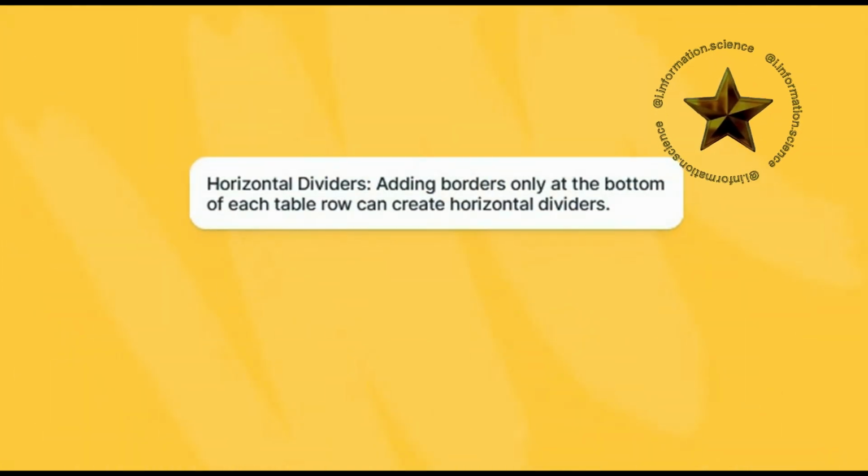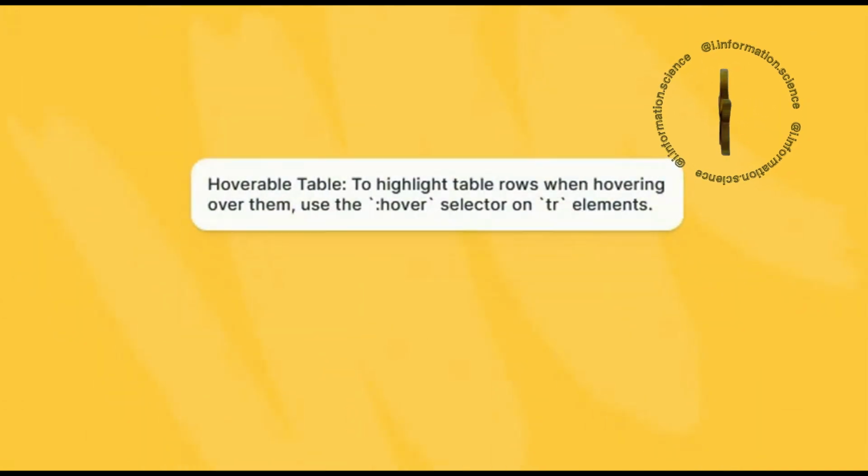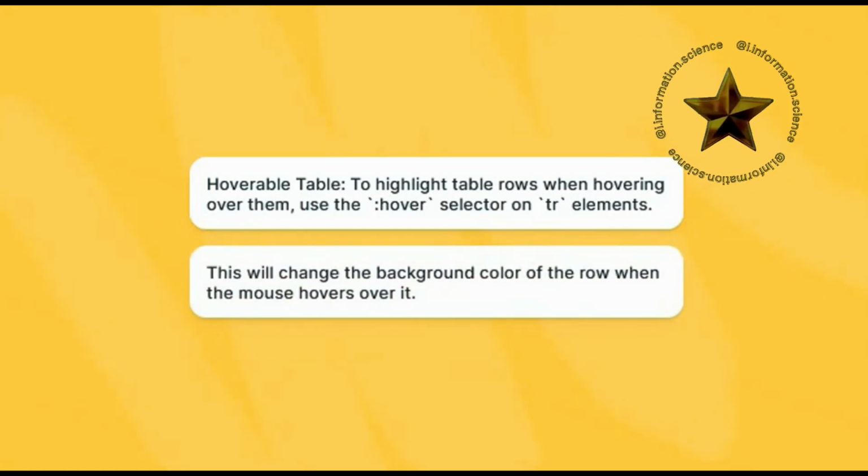Horizontal dividers. Adding borders only at the bottom of each table row can create horizontal dividers. By applying the border-bottom property to all tr elements, you can achieve this effect. Hoverable table. To highlight table rows when hovering over them, use the hover selector on tr elements. This will change the background color of the row when the mouse hovers over it.